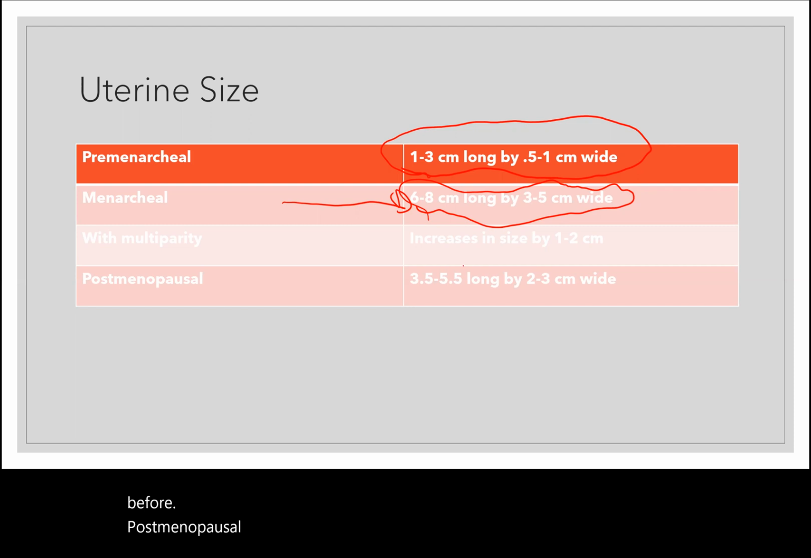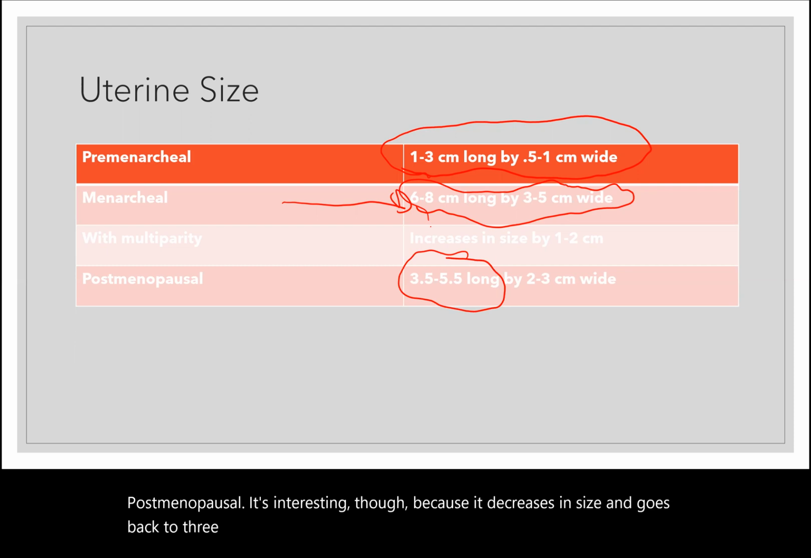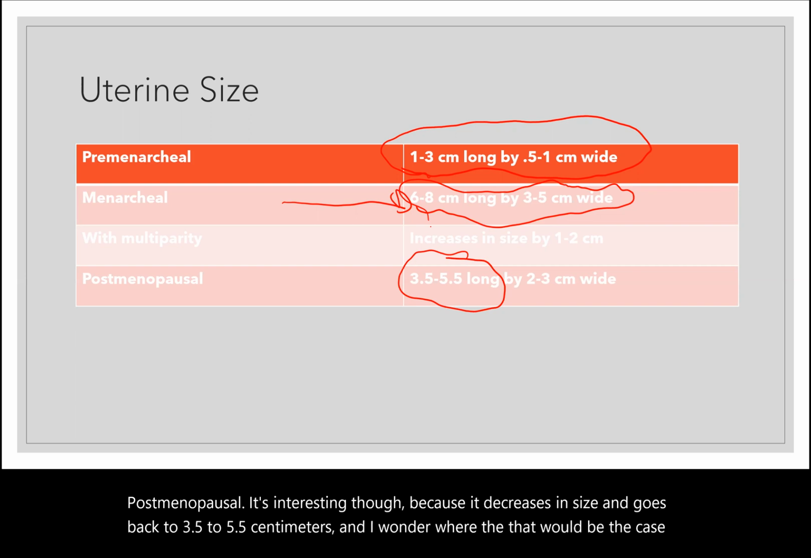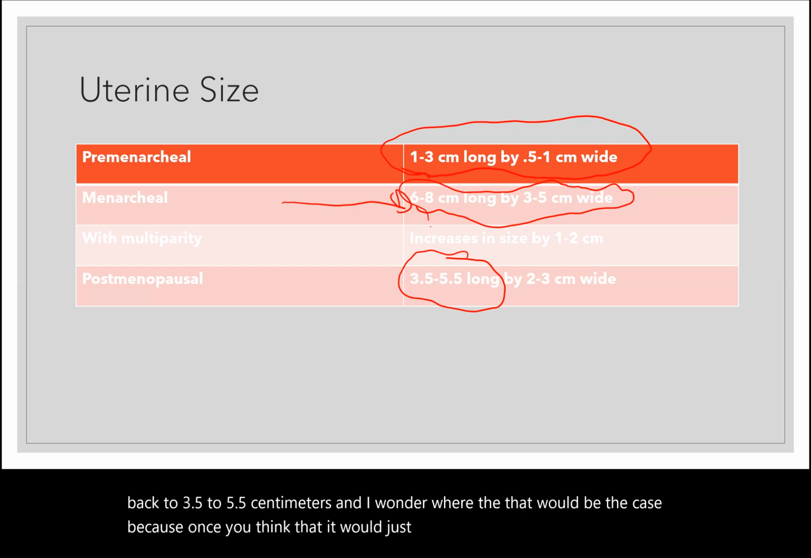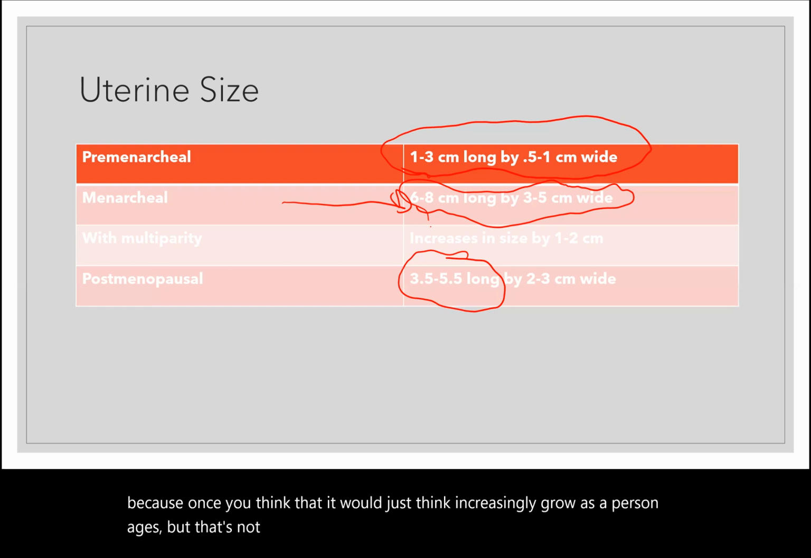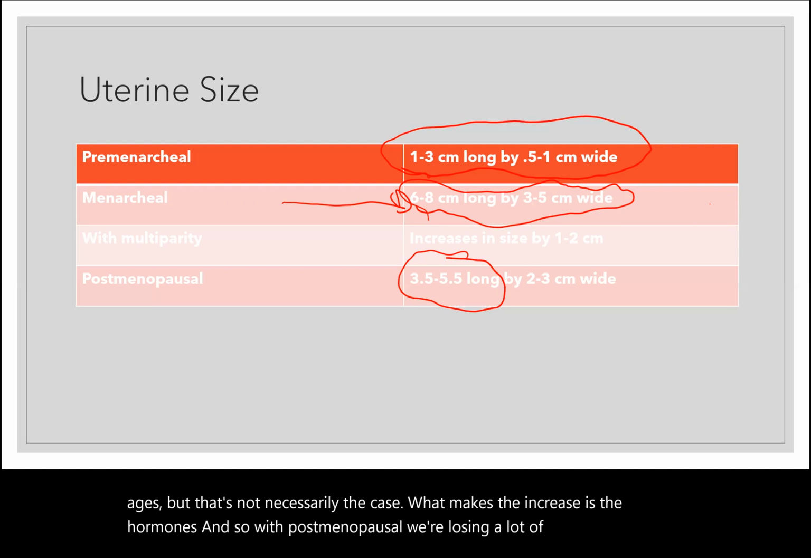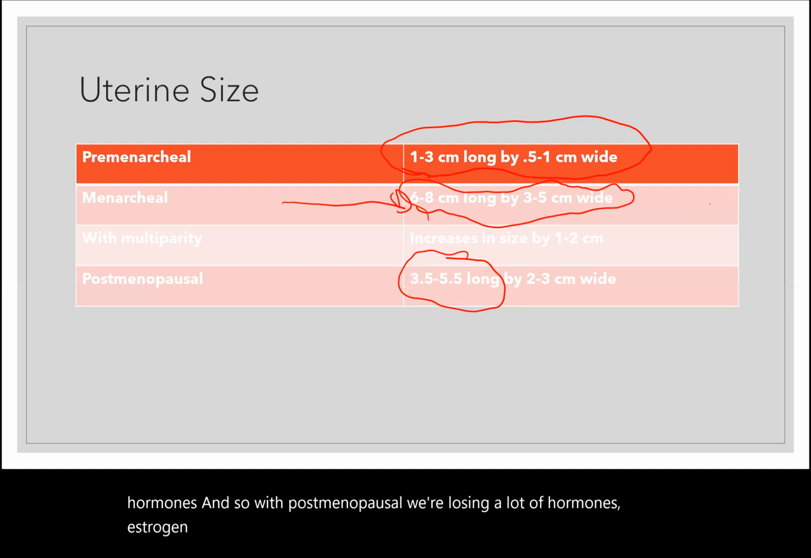Postmenopausally, it's interesting though, because it decreases in size and goes back to 3.5 to 5.5 centimeters. And I wonder why that would be the case, because wouldn't you think that it would just increasingly grow as a person ages? But that's not necessarily the case. What makes the increase is the hormones. And so with postmenopause, we're losing a lot of hormones, estrogen, progesterone. And so the uterus shrinks.